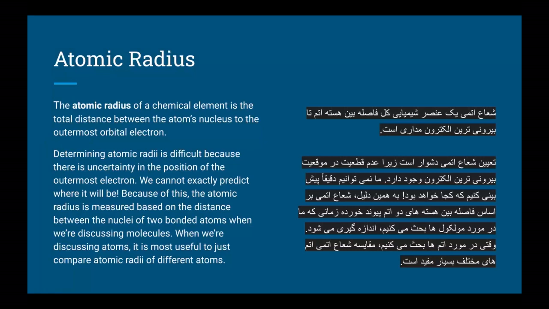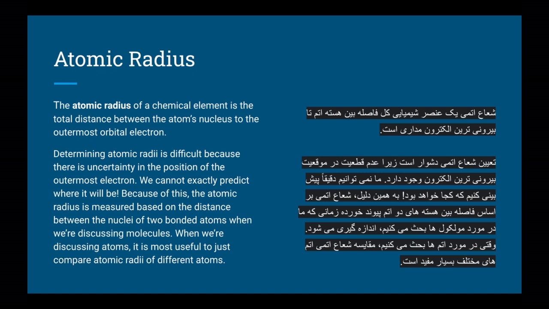Hi everybody, it's Julia again. I'm from Massachusetts, and today we're going to be talking a little bit about atomic radius. So, the atomic radius of a chemical element is the total distance between the atom's nucleus to the outermost orbital electron. This gets a little bit tricky because determining atomic radii is difficult because there is uncertainty in the position of the outermost electron. We cannot exactly predict where it will be.